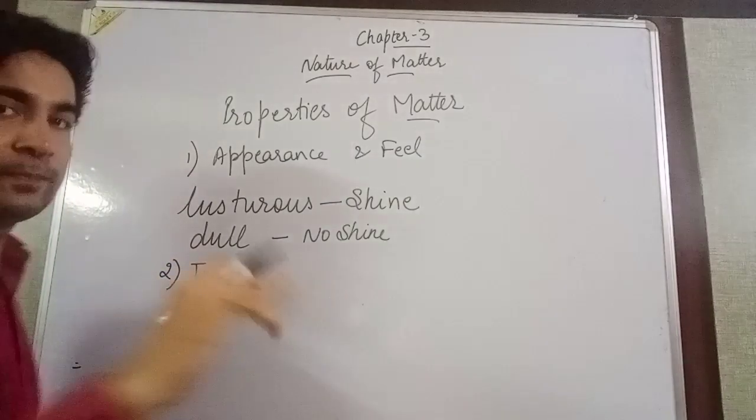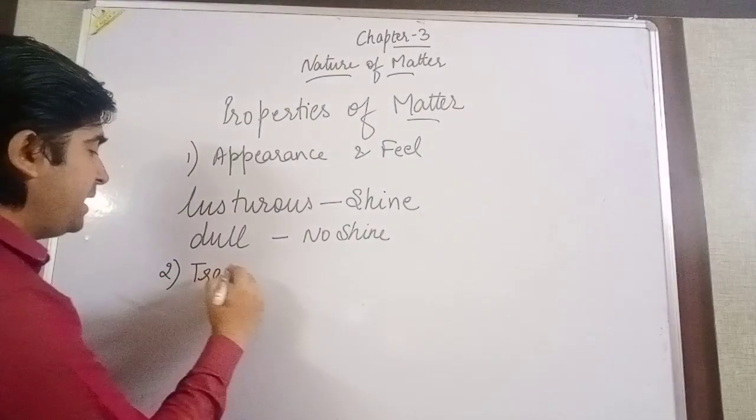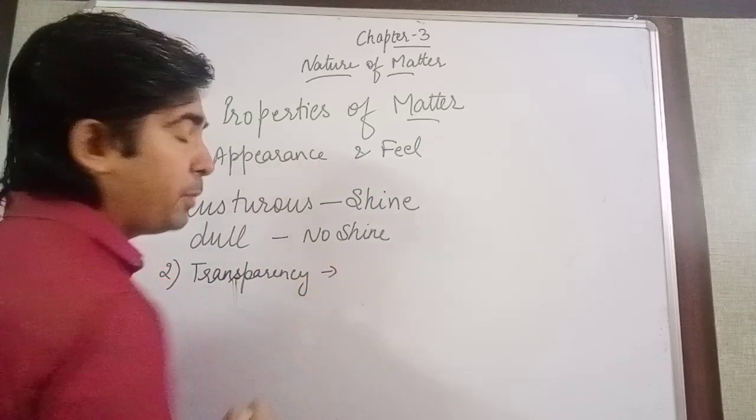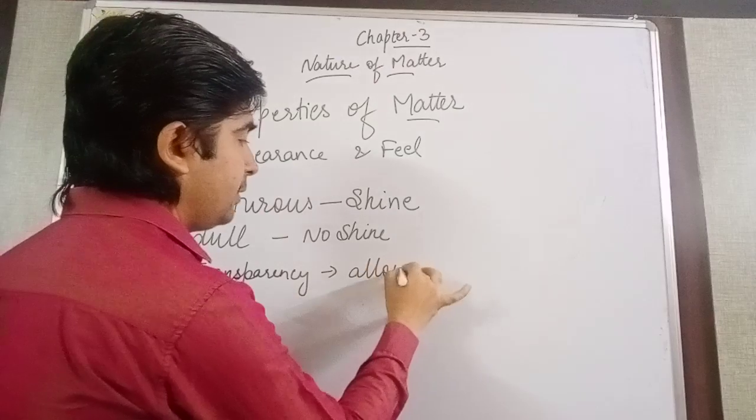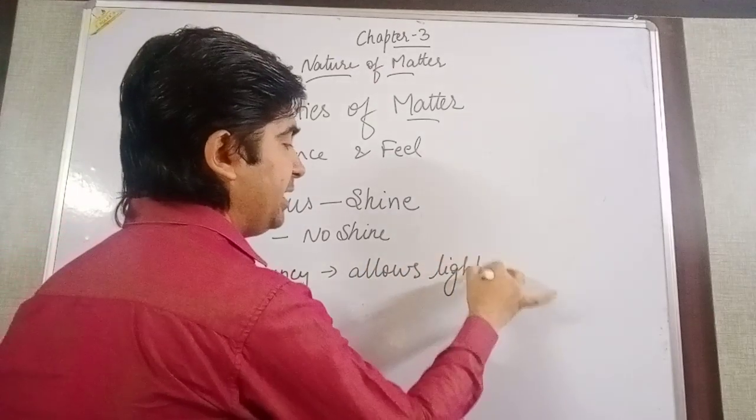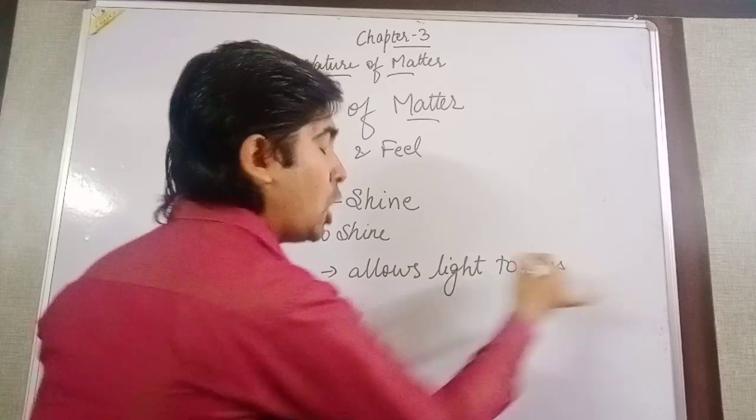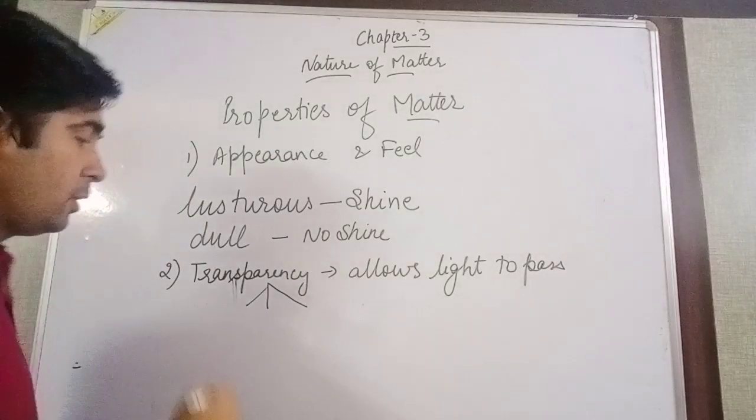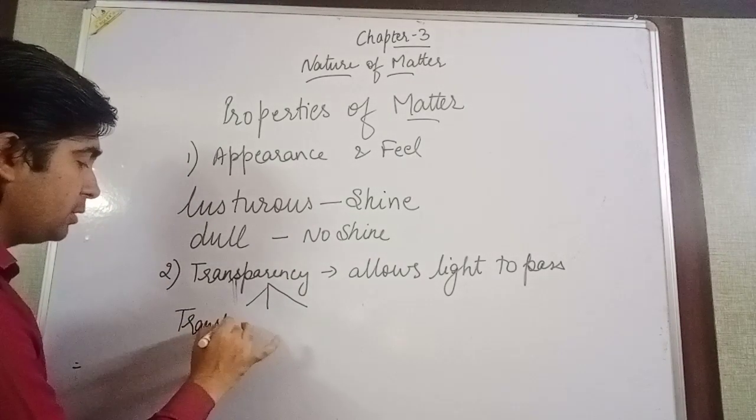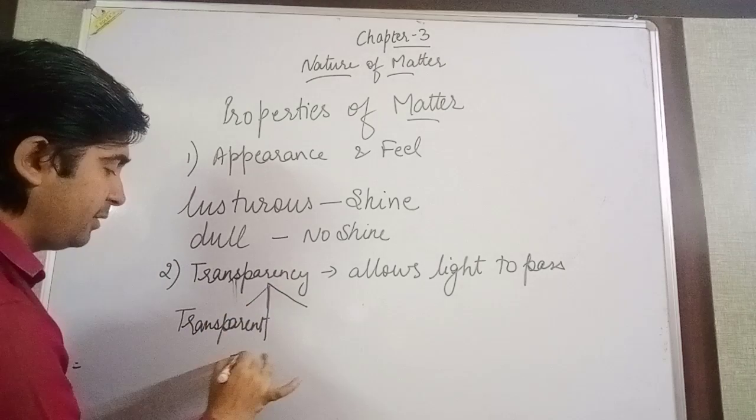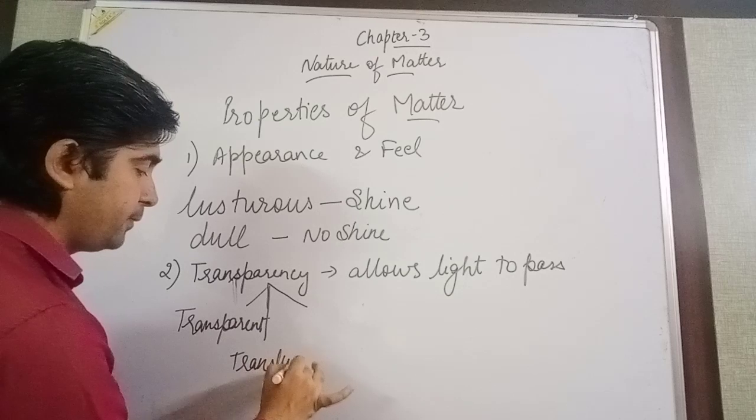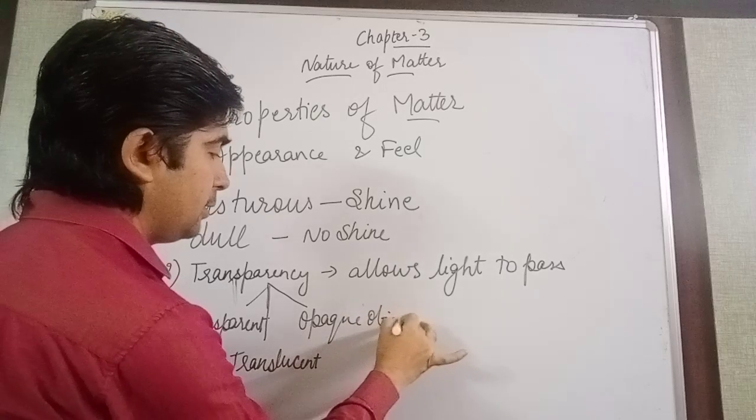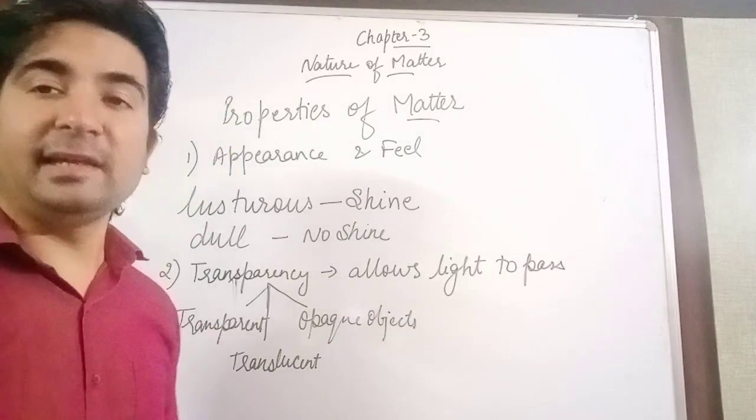Another property is transparency. Transparency is the property that allows light to pass through a material. On the basis of this, we have divided the materials into three different forms. One is transparent, second is translucent, and the third one is opaque objects. Now we will study these in detail.